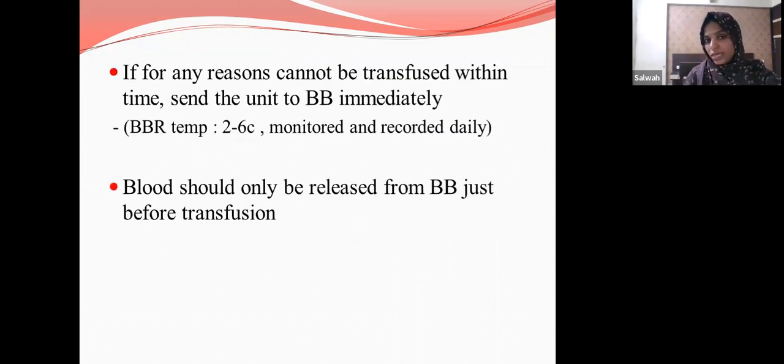Now, if due to any reason blood cannot be transfused within half an hour, or if the recipient, the patient, is not well, his vitals are not satisfactory, then send the unit back to the blood bank immediately. The blood bank will take the blood bags back only within 30 minutes. Otherwise, blood returned after 30 minutes will be discarded by the blood bank. And blood should only be released from the blood bank just before transfusion. So always make sure to check the vitals before asking for the blood bags from the blood bank.